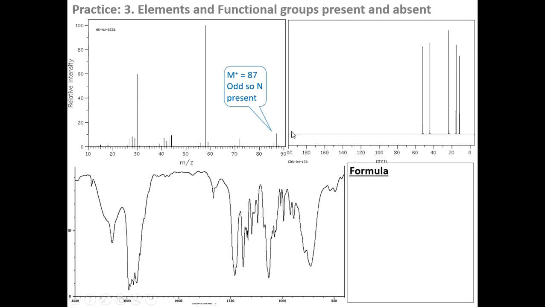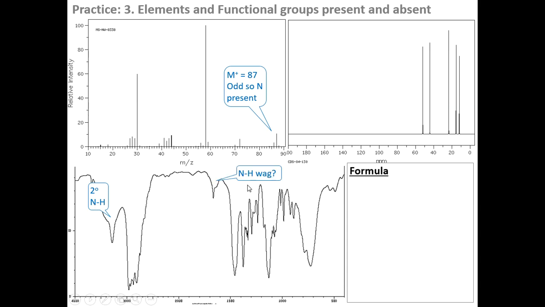So hopefully you go straight to the molecular ion in the mass spectra, and you see that the M plus ion is 87, which is an odd number, so there is an odd number of nitrogen atoms present. We know also from the IR that this is correct because we have a distinctive peak for a secondary amine, or it could be an amide as well. So it's an NH, so a nitrogen bonded also to a carbon.